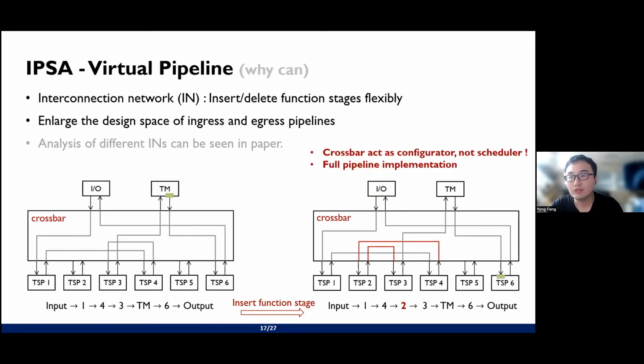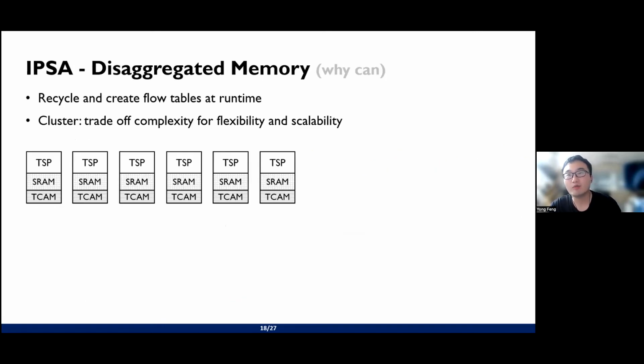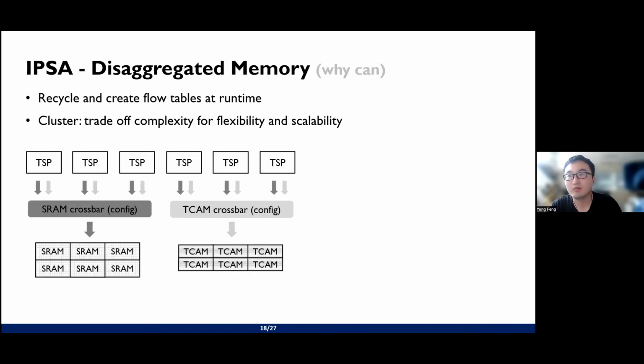What we should know is that the interconnection network acts as a configurator, not a scheduler, as we should ensure the throughput by full pipeline implementation with no excess contention. As for memory, recycling and rebuilding lookup tables are tough problems. If we disaggregate the memory from processors into a shared memory pool like dRMT, a crossbar switch is statically configured for each design to provide interconnection between TSPs and memory blocks.